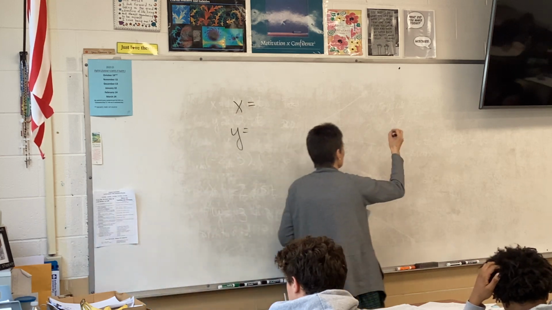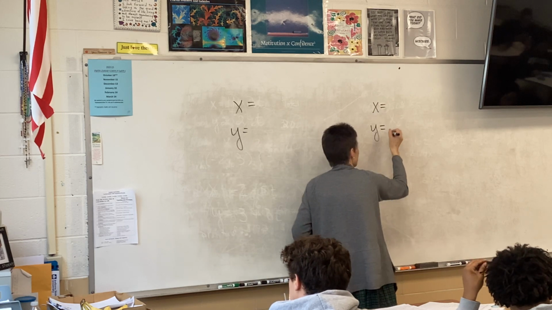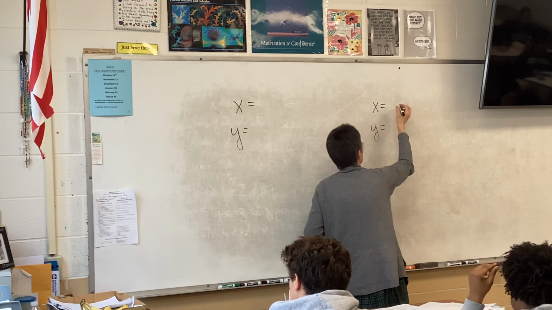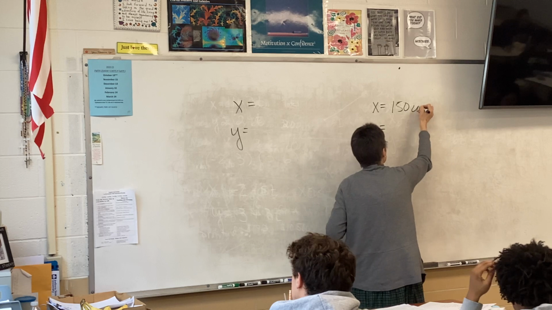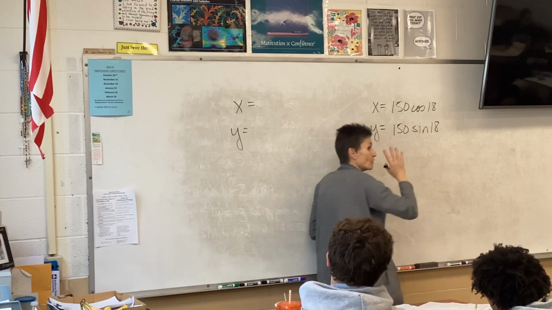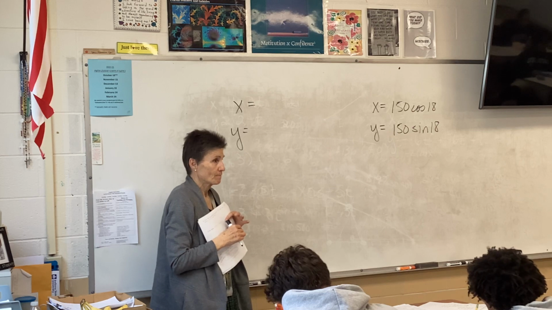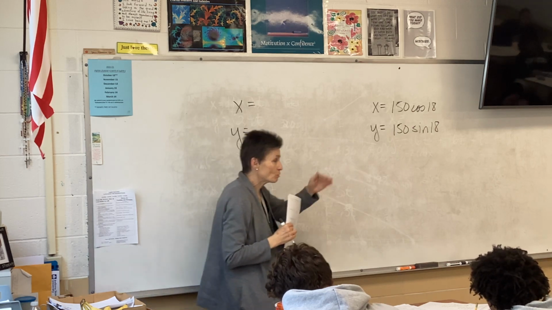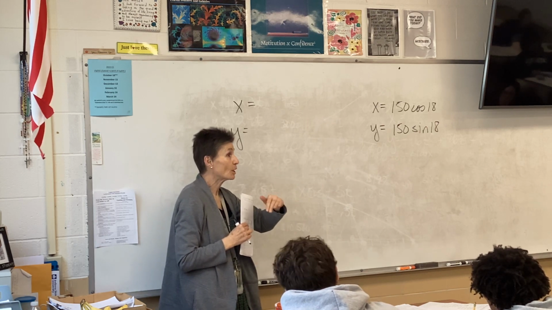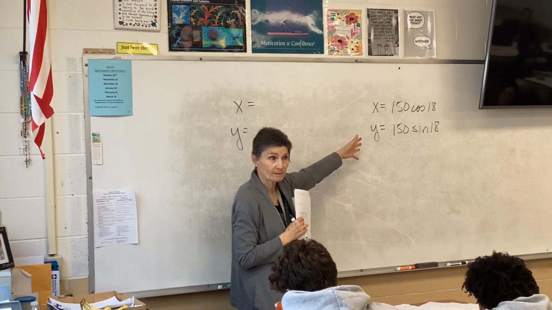Would you agree with me, let's back up, that the components of the velocity vector are 150 cosine 18 and 150 sine 18? Would you agree that those are the components of the velocity vector? Yes. One thing you were supposed to have learned in those first 2 sections of the chapter is x is magnitude cosine, y is magnitude sine. Just like the wind in the airplane.